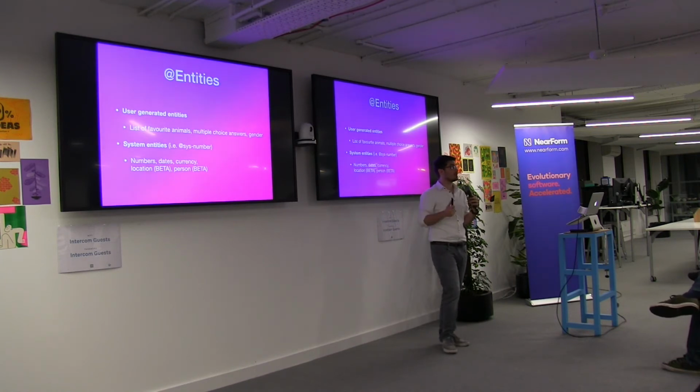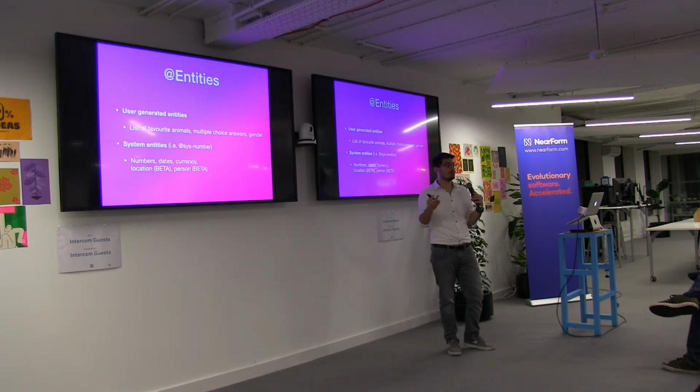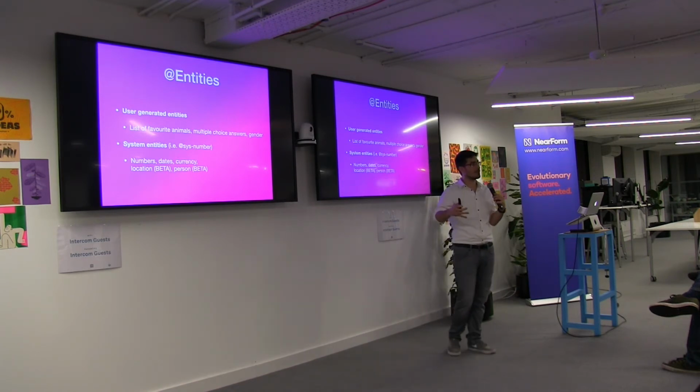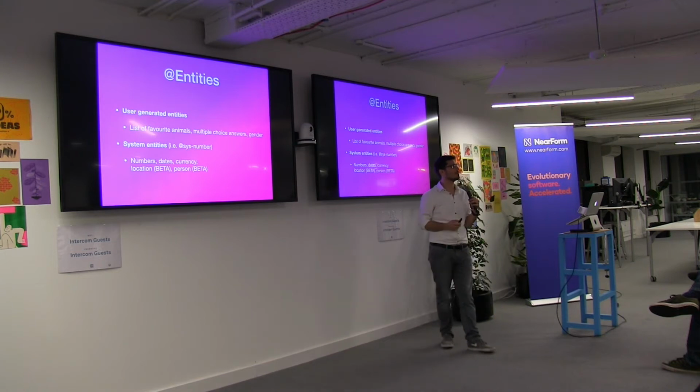There are nice built-in features in there, so you can have system entities that are numbers, dates, and currency. And there's location and person, which are sort of in beta, so they're semi-working now. They're being worked on because they're a little harder to figure out. Like an address is different in every country, so you can't just have a single one just yet, but it's still a work in progress.